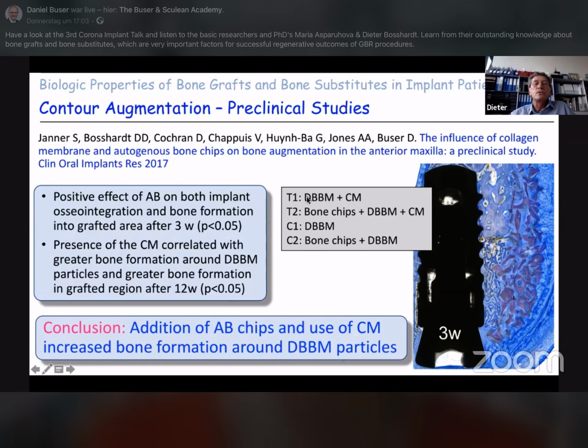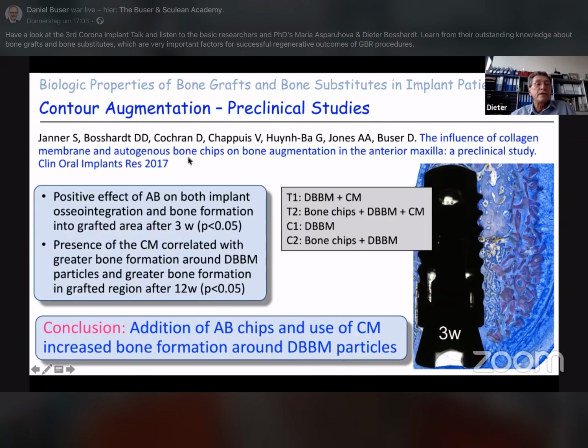And there was a group T1 without the bone chips. There were 2 control groups, one with the substitute alone, and the other one was the bone chips and the substitute without the collagen membrane. Now, to make a long story short, here I have summarized the results.